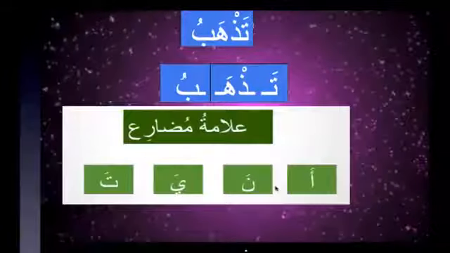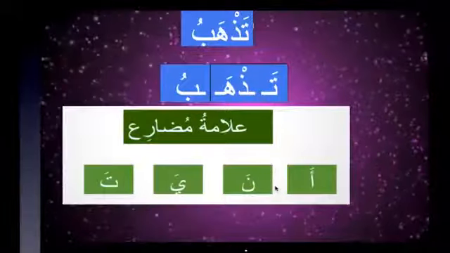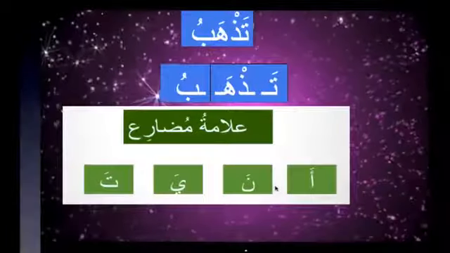So if you take this fi'l tadhabu, what do we see? We're going to divide this into 3 sections: alamat mudari, then fa kalima and ayn kalima, and then the lam kalima. So this is a 3-letter fi'l in the mudari form. Now, because we're going to make a fi'l amr, we don't need the sign of mudari. We know the signs of mudari: hamza, na, ya and ta. These are the 4 signs of mudari.